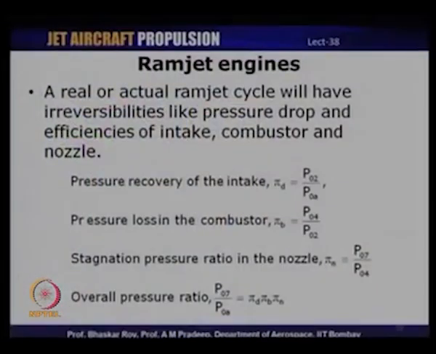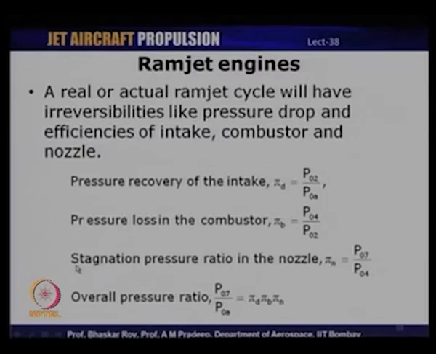So, let us proceed towards an actual ramjet, a real ramjet. A real ramjet, as I said, will have all these irreversibilities, pressure drop, efficiencies and so on. One of the irreversibilities will be the pressure recovery of the intake, which is denoted by pi d, that is P 02 by P 0a. For an ideal cycle, this was equal to 1. There could be pressure loss in the combustor, which is pi b, P 04 by P 02.